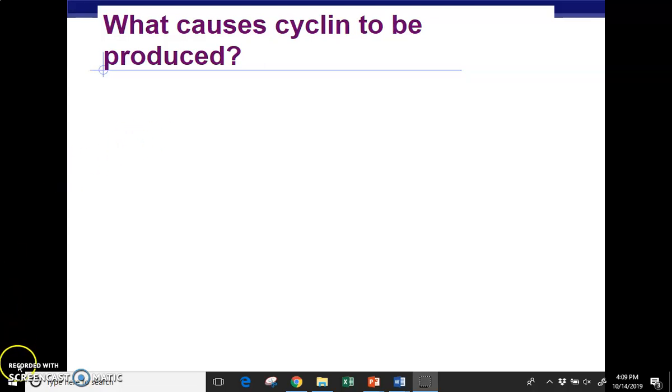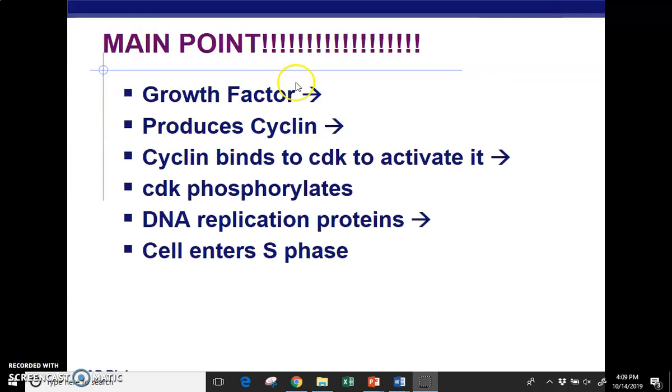Now, if we go back to what I wrote on the board previously, this is the part that we don't understand yet. Yes, we know that growth factor produces cyclin, but this arrow is a big empty box. How does growth factor produce cyclin? That's what we're going to learn next week: how does growth factor, which is outside the cell, get the cells around it to produce cyclin? That is a big empty box that we're going to fill in next week.